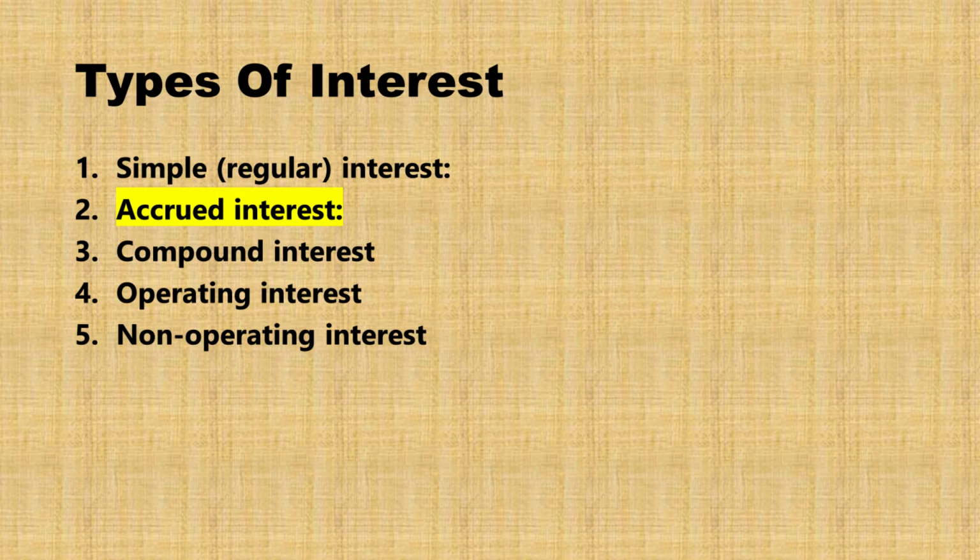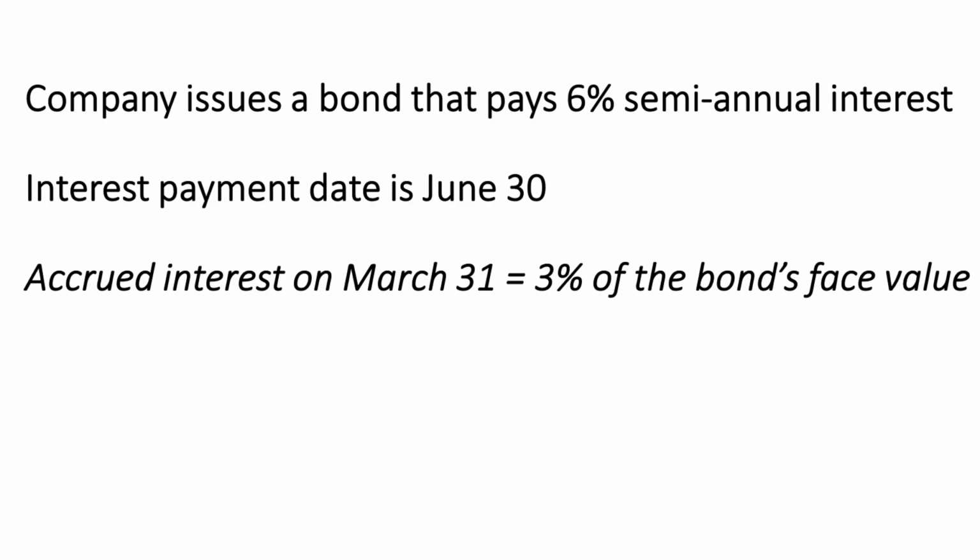The next type of interest is accrued interest. This is the amount of interest that has accumulated but not yet been paid on a loan or a bond. For example, if a company issues a bond that pays 6% semi-annual interest and the interest payment date is June 30, the accrued interest on March 31 is 3% of the bond's face value. Accrued interest is recorded as an expense for the borrower and as income for the lender, and it is settled when the interest is paid.